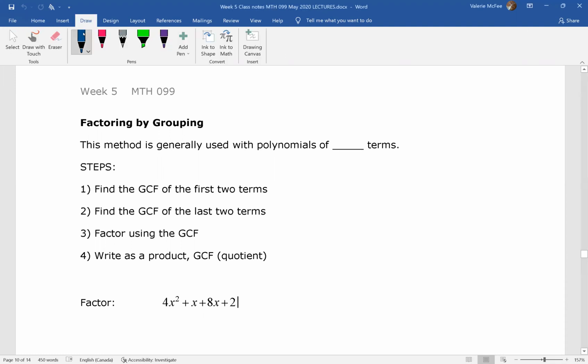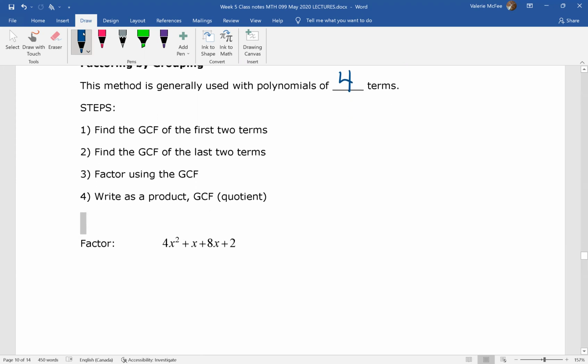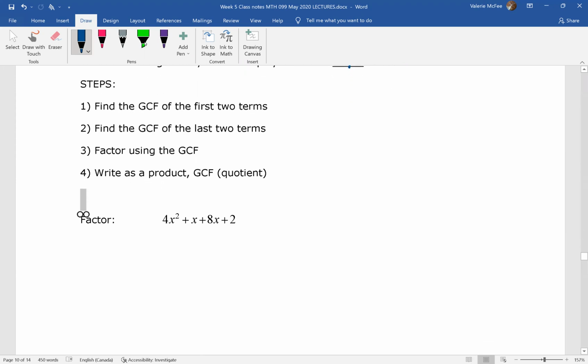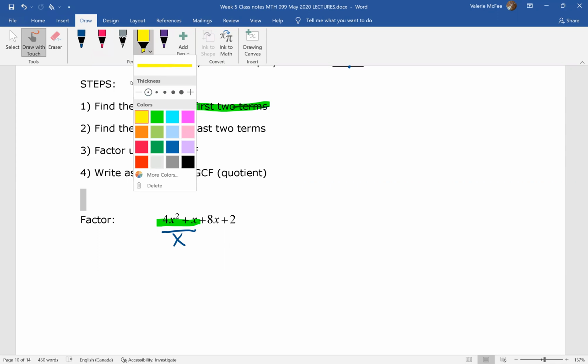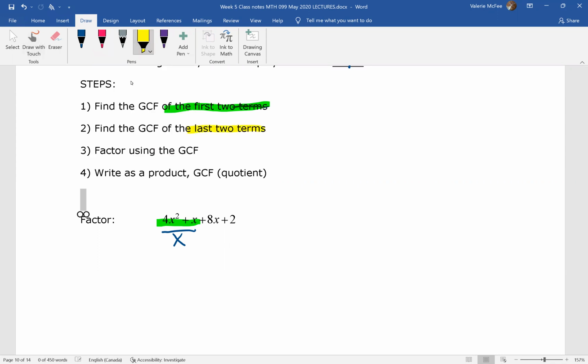Now, we factor by grouping when we have a polynomial with 4 terms, and there are some steps that we want to follow here. The first step is to find the greatest common factor of the first 2 terms. So if we look at our first example here, x is the greatest common factor of the first 2 terms. Next step, we want to look at the greatest common factor of the last 2 terms. So when we look at our last 2 terms here, we see that the greatest common factor is +2.